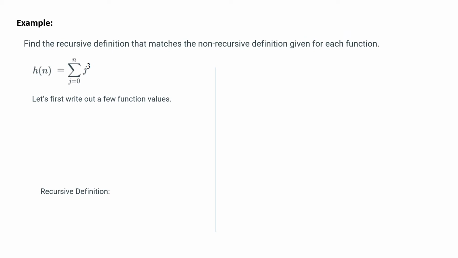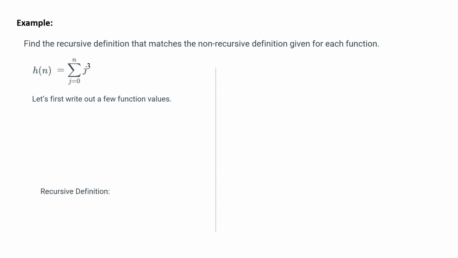Now the book has you do a few problems where you're given a definition of a function that's not in terms of a recursive definition, and they want you to write it as a recursive definition. So for this first example, we have a function called h, and it's defined as a summation. J is going from 0 up to n, and for each term will be j to the third. Let's first write out a few function values and get an idea what the pattern looks like, and then see if we can write a recursive definition for it.